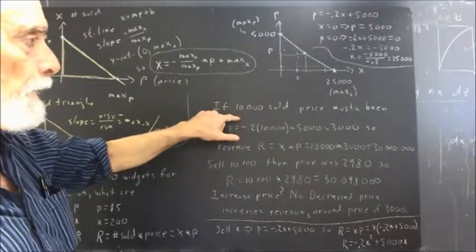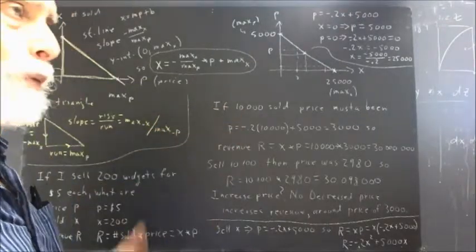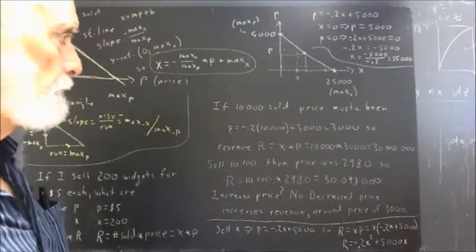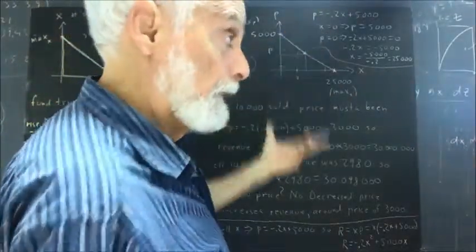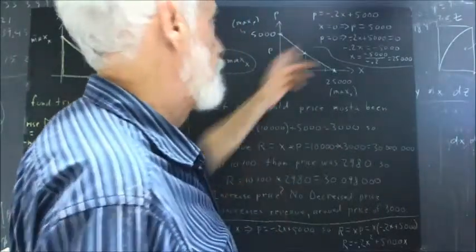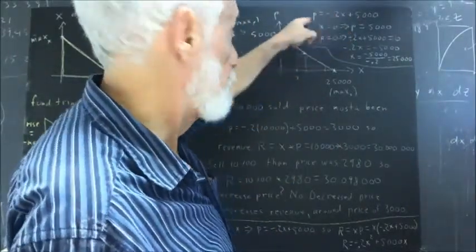Okay, so next question. If 10,000 are sold, then what would the price have been? Okay, well, if we sold 10,000, that means that X is going to be 10,000, and we want to find the price.